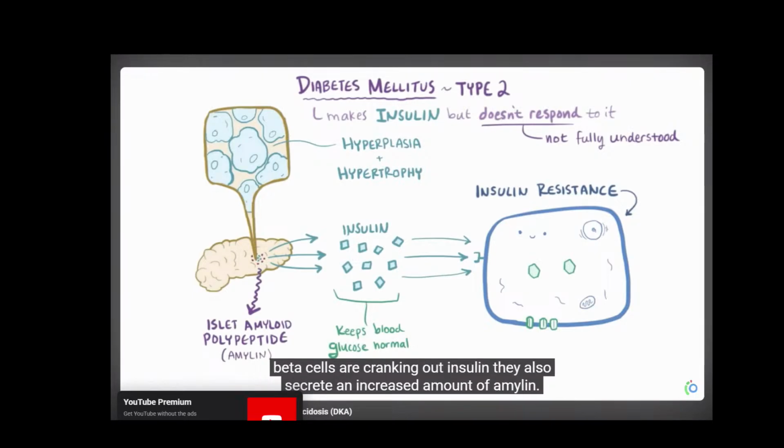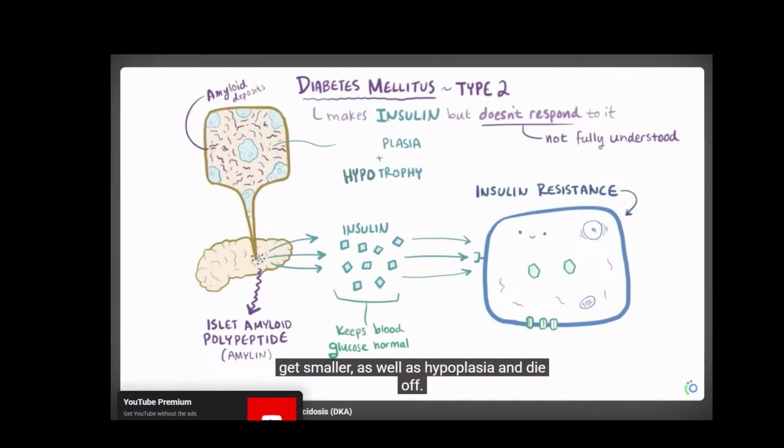So while beta cells are cranking out insulin, they also secrete an increased amount of amylin. Over time, amylin builds up and aggregates in the islets. This beta cell compensation, though, is not sustainable. And over time, those maxed out beta cells get exhausted, and they become dysfunctional, and undergo atrophy, and get smaller, as well as hypoplasia and die off.